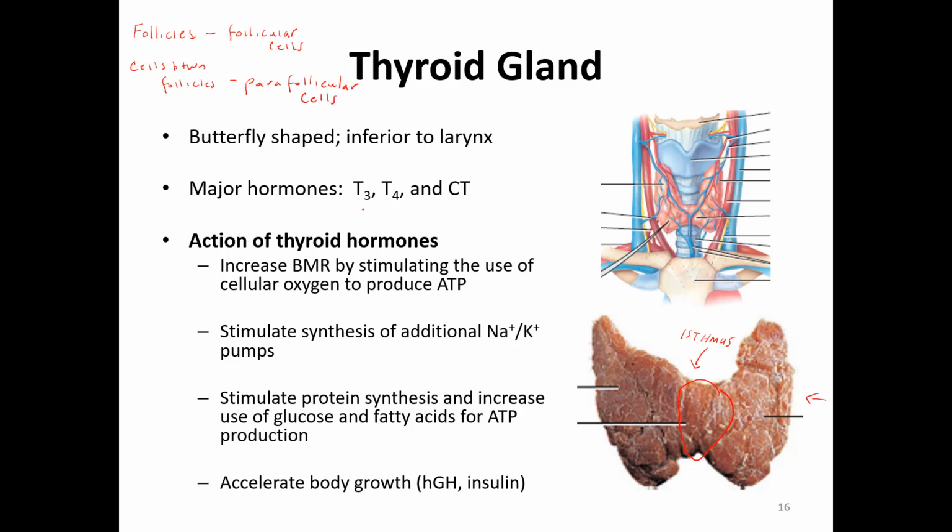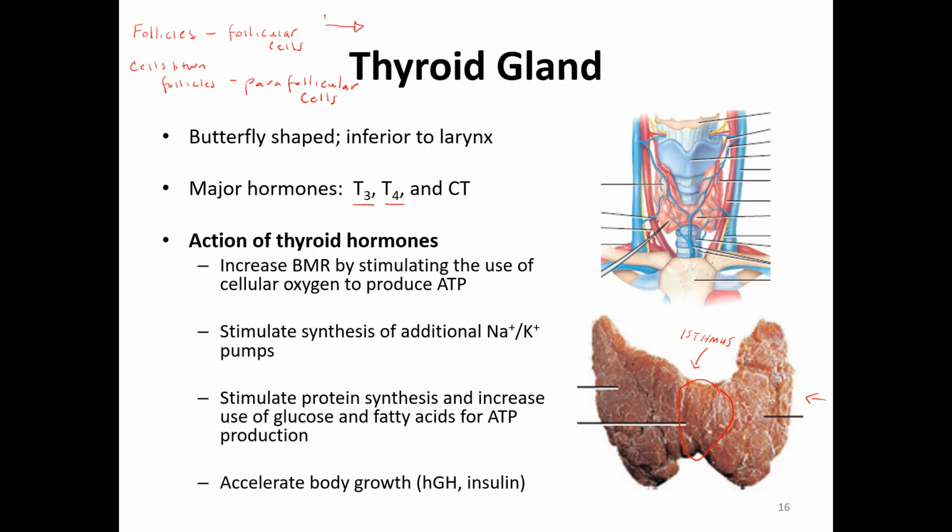Major hormones that come from the thyroid gland, we've already talked about two of them. So we remember that T3 stands for triiodothyronine, and T4 stands for thyroxine, or we could call it tetraiodothyronine. And the major difference between these two is the fact that T3 has 3 iodine atoms attached and T4 has 4 iodine atoms attached. T3 and T4 are going to come from the follicular cells. So the secreting cell for T3 and T4 is the follicular cells.